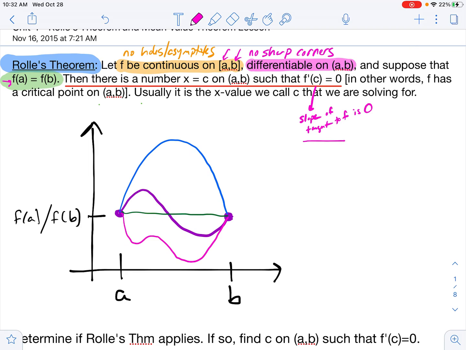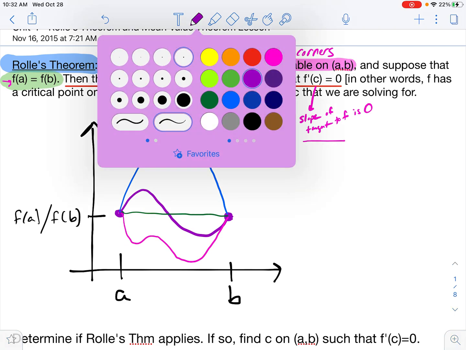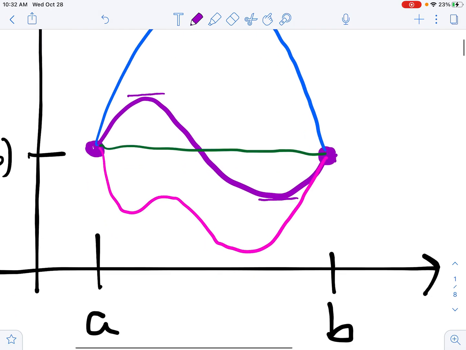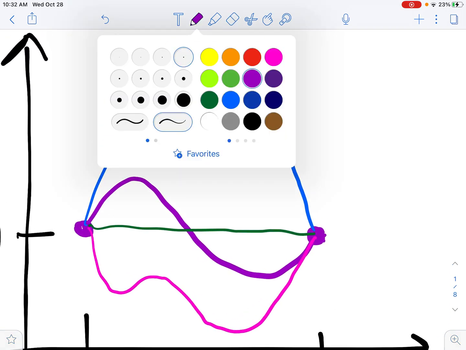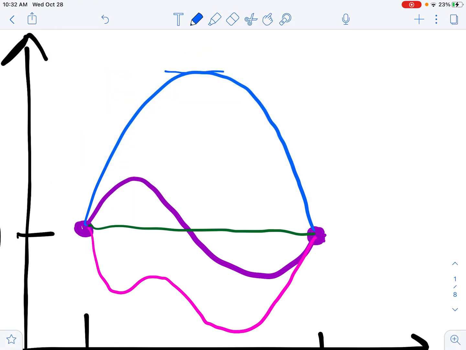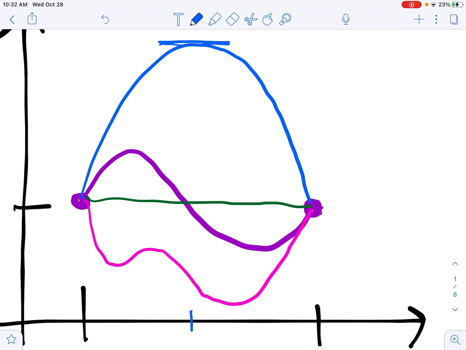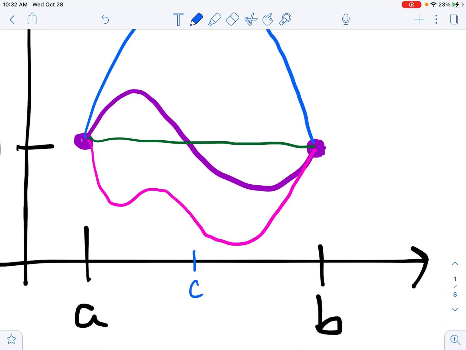Well, look at the first purple function I drew. Certainly that's true. This has a slope of 0 right about here and right about there. And those are what we're calling the c values. So here I could label this c sub 1 or c sub 2 for that purple function. If we were looking at the blue function, the slope is 0 up top here. All right, and looking at that x value, that certainly corresponds to some x value between a and b, and I could label that guy c.